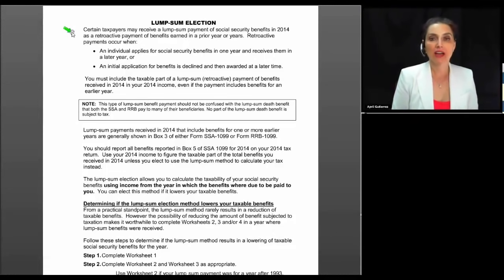The IRS does have one tool that can be used to get the taxpayer some relief, but it is not as good a tool as perhaps some other methods. But at any rate, it's called the lump sum method, and I'm going to explain it to you now.